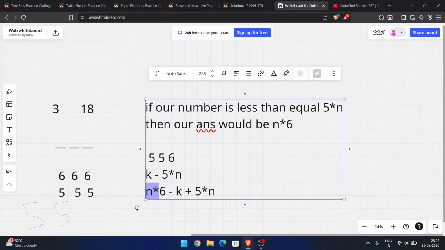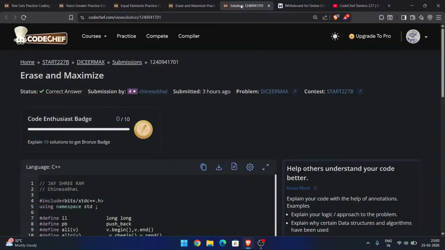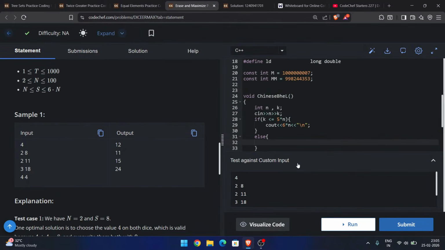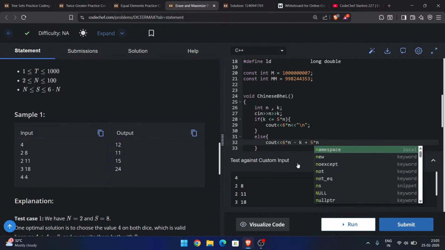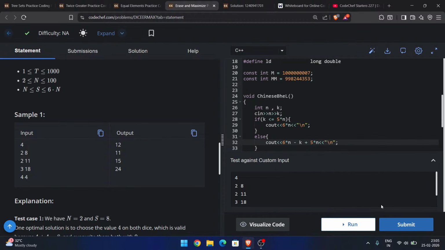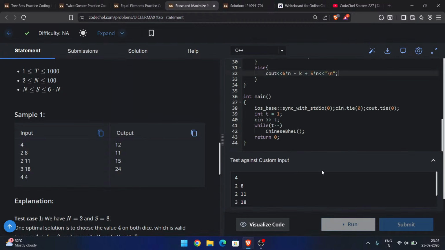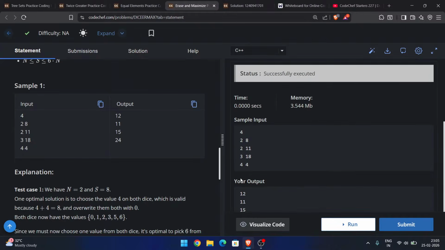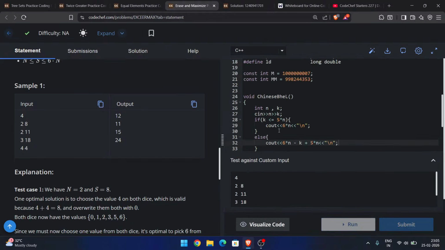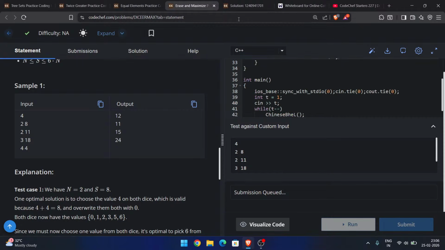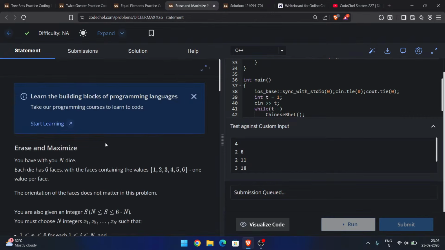So now the answer would be the max answer from earlier minus how many sixes we have sacrificed. The max answer earlier was 6 into n. How many have we sacrificed? We have sacrificed this many. If I sum it up, you can see. So this was it for the second question.